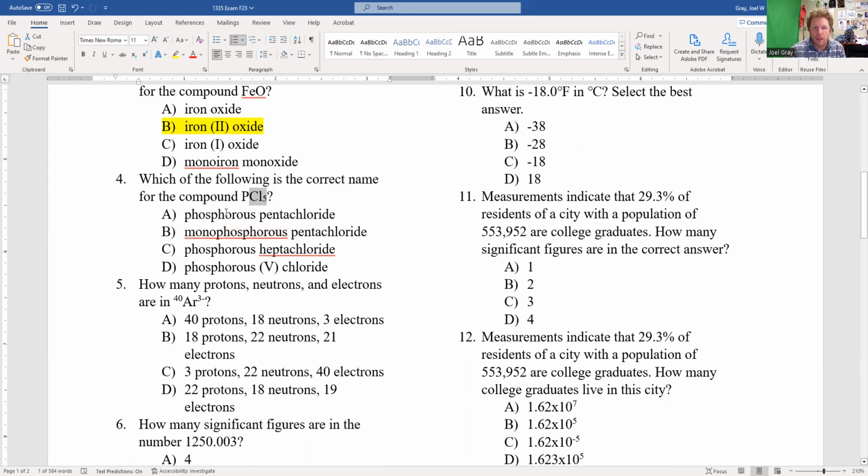Which options give us pentachloride? Well, we're really left with A and B. Now, the difference between these is that you have to remember the rules for your covalent compounds. And your rule is when you have a single atom, you do not use that coefficient. So you would not say monophosphorus pentachloride. Instead, you'd say phosphorus pentachloride.